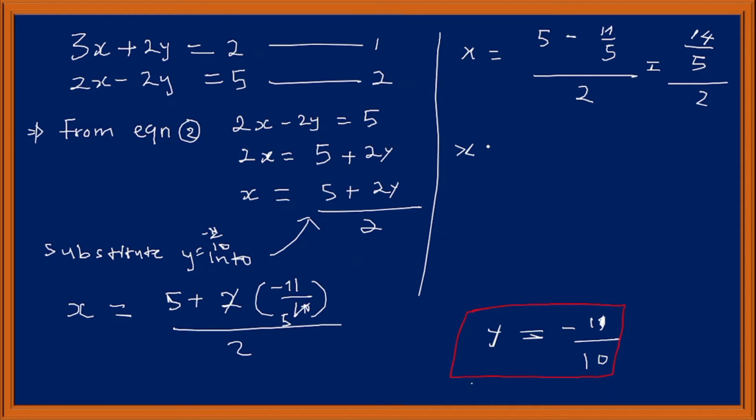So x should be equal to 14 over 5 divided by 2. Division will now change to multiplication, so instead of 2 over 1, it will be 1 over 2. So this 2 can cancel 14 to give me 7. So x is equal to 7 over 5. So that is the value of x for us. x is 7 over 5.